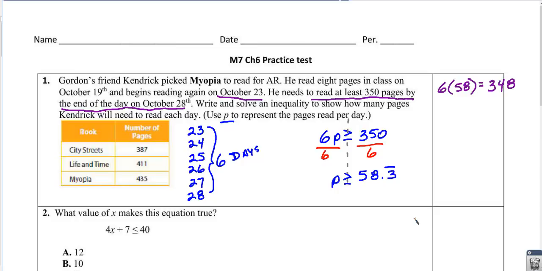See, this is a case where even though that 0.3 you would say mathematically round it down, logically you can't round it down. So if we're thinking of whole number pages, we need to have him read at least 59 pages per day. This is a case where you must round up.